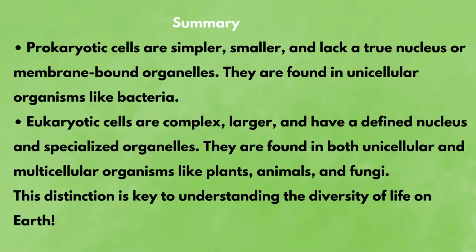Summary: prokaryotic cells are simpler, smaller, and lack a nucleus and membrane-bound organelles. They are typically found in single-celled organisms like bacteria. Eukaryotic cells are larger, more complex, and contain a nucleus and specialized organelles. They are found in both unicellular and multicellular organisms like animals, plants, and fungi.